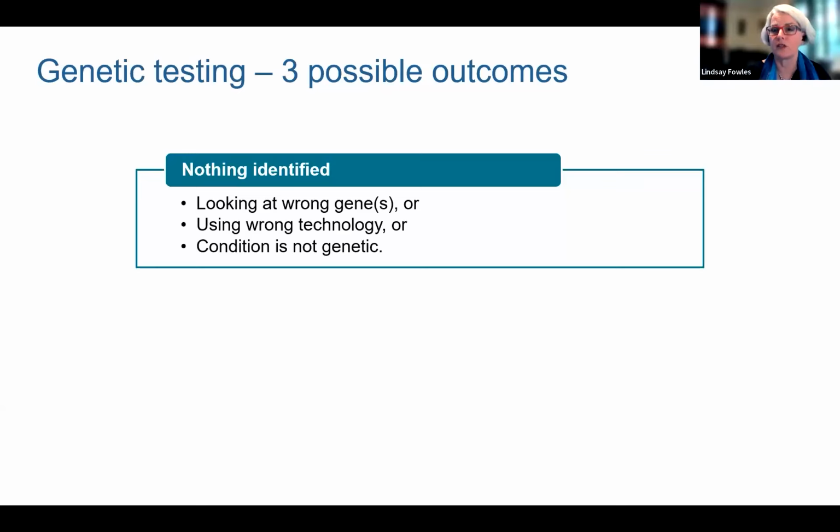Maybe we used the wrong technology. There are different types of mutations, and so sometimes you have to use a specific type of technology. And sometimes you do see things happening in a family, but it's not due to a specific individual gene change, and it's because there's a whole bunch of things that run. It's what we call a multifactorial condition.